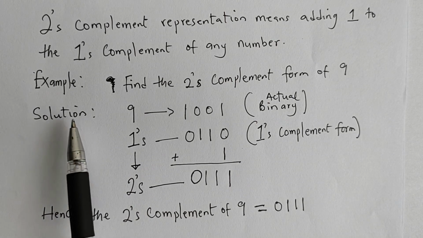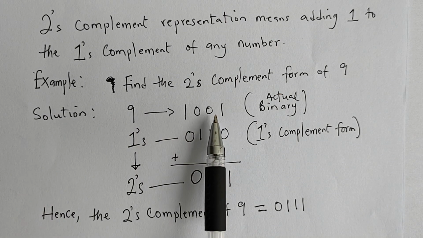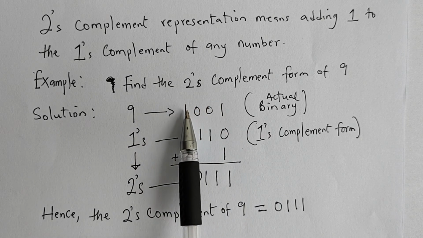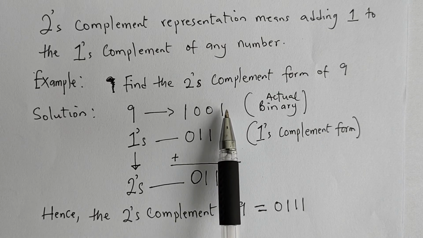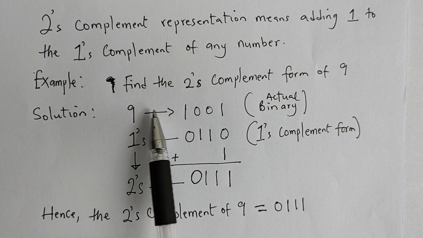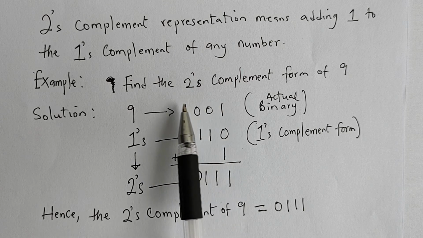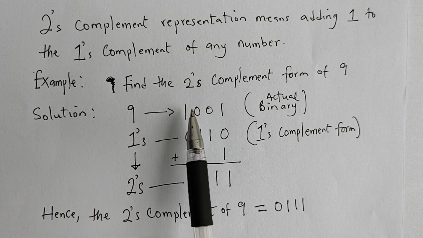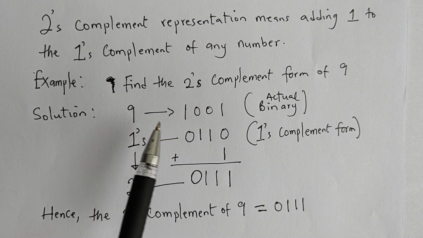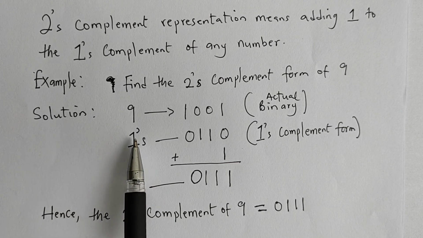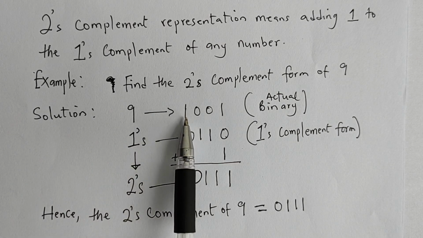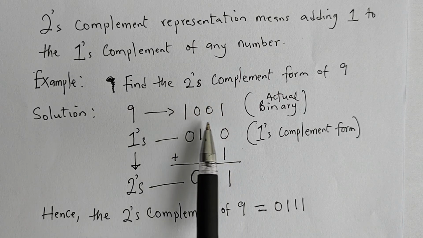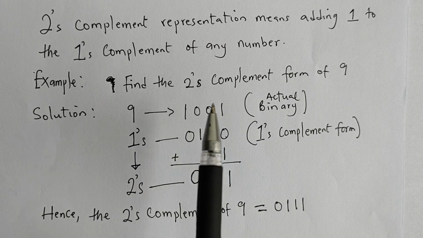Now the first thing in the solution is that we need to get the actual binary of 9. So that will be 1001. The first step is to obtain the actual binary of 9, which is 1001. The next step is to obtain the ones complement of 9, which is taking the inverse of each and every digit in the binary number.